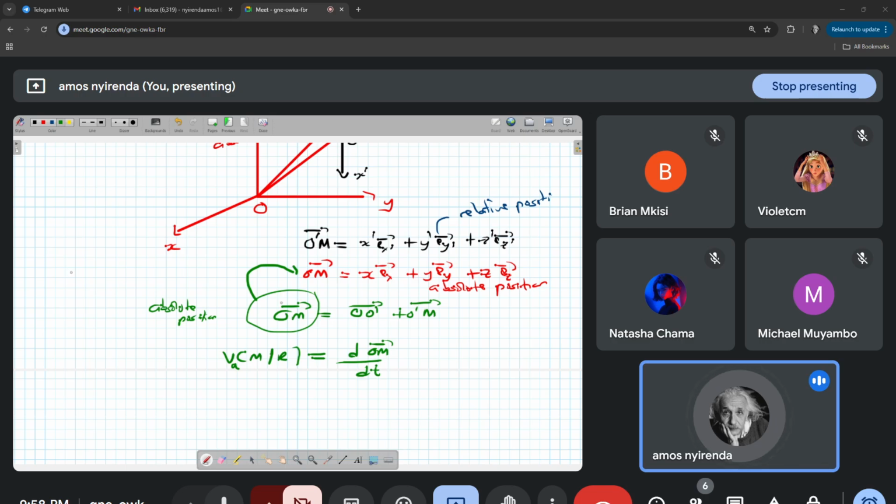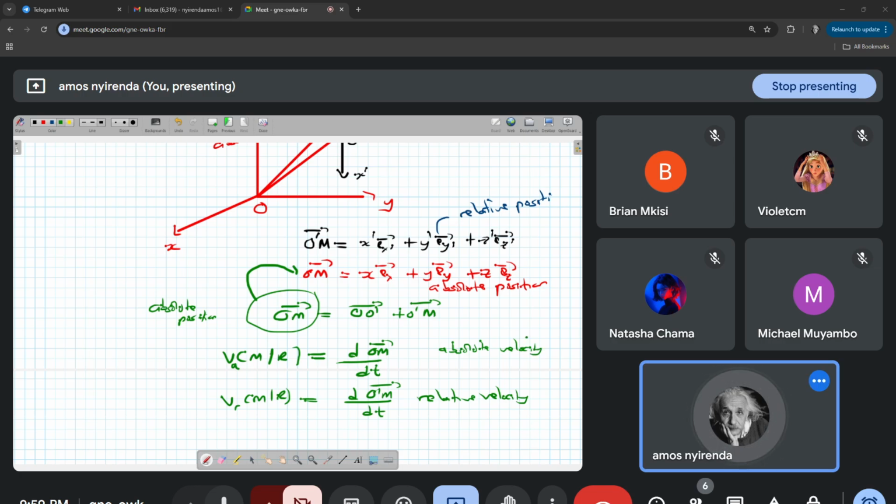If you want to get the relative velocity, in this case V with a small r, of the point M with respect to R, it is actually the derivative of O prime M divided by dt. So this is known as the relative velocity, and this is the absolute velocity.